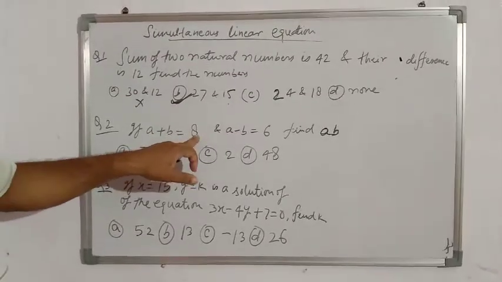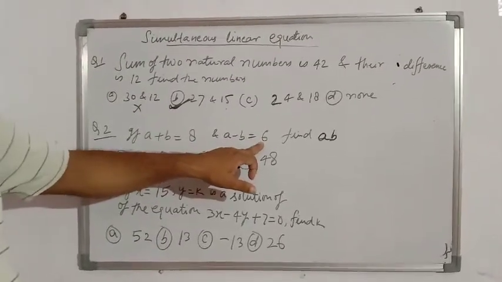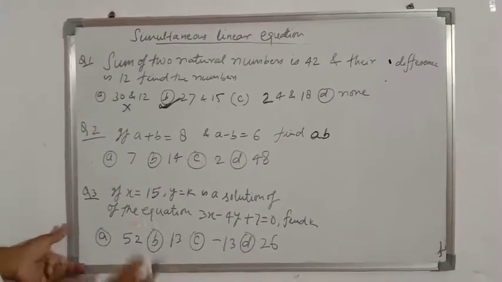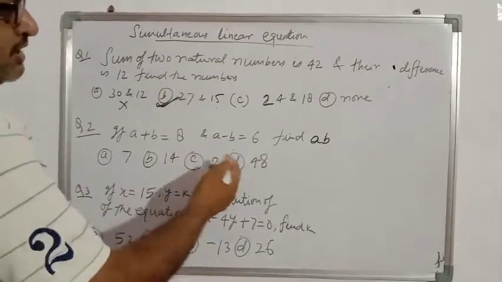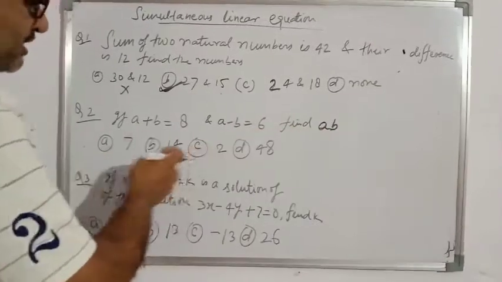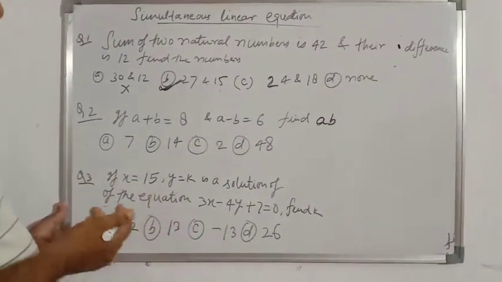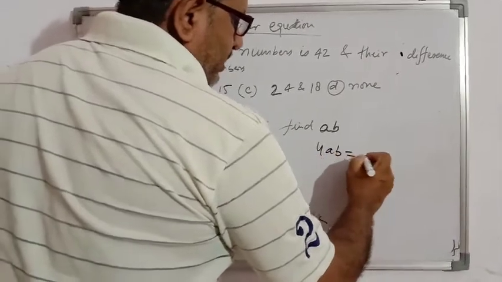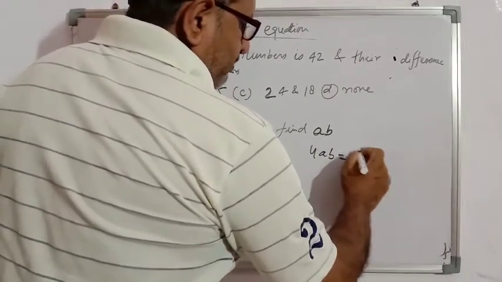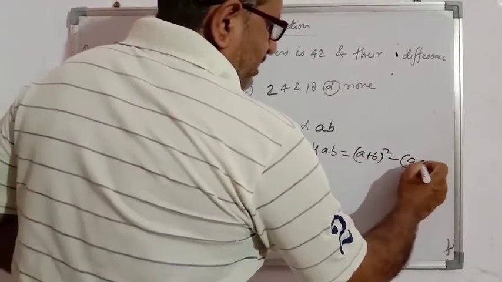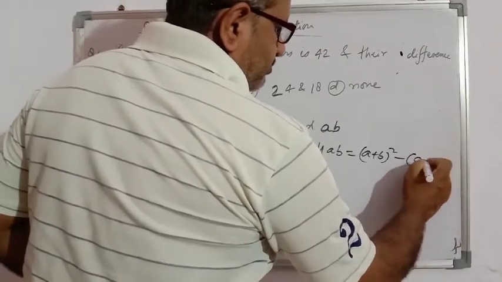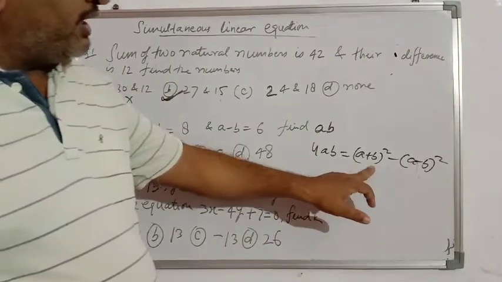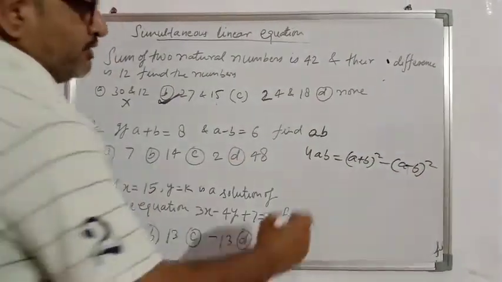a plus b is given 8, a minus b is given 6. We have to find the product of a and b. So either find a and b, then multiply them, and you can get ab. Or there is one formula: 4ab is equal to (a plus b) whole square minus (a minus b) whole square.